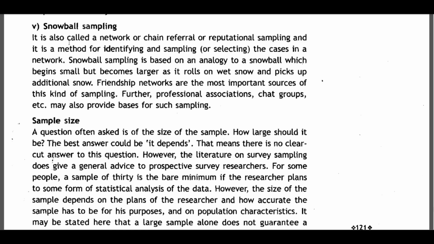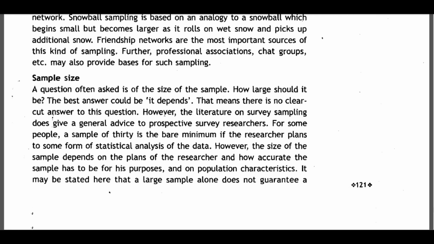5. Snowball sampling. It is also called network, chain, referral or reputational sampling, etc. It is a method of identifying, sampling, or selecting the cases in a network. Snowball sampling is based on the analogy of a snowball, which begins small but becomes larger as it rolls on wet snow and picks up additional snow. Friends' networks are the most important source of this kind of sampling. Further, professional associations, chat groups, etc. may also provide a basis for such sampling.